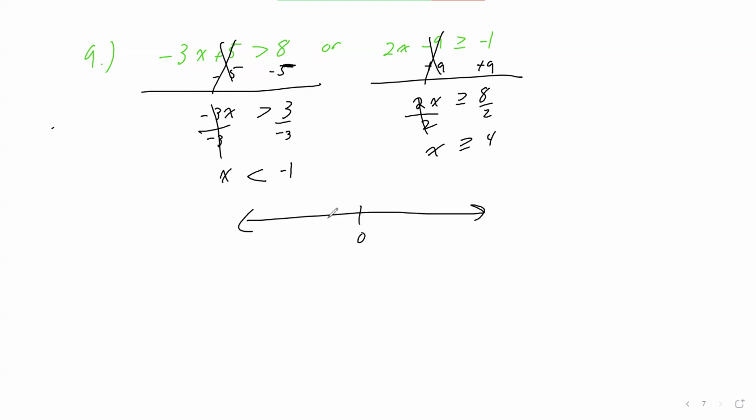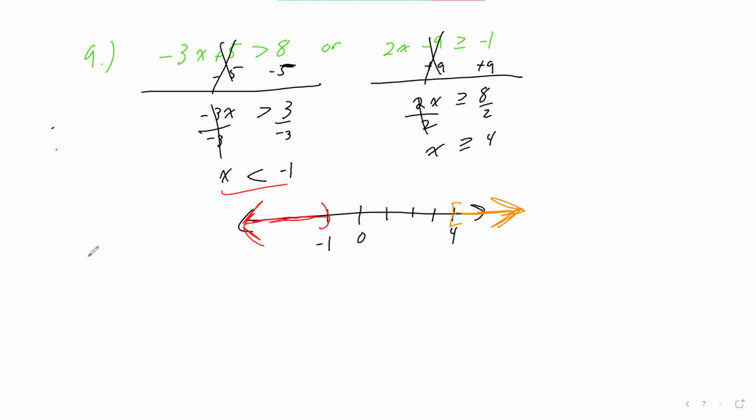So here's my 0. Here's -1. So when I graph this one here, it's a parentheses, and it's shaded to the left. And then I go 1, 2, 3, 4 right here. And this would be a bracket, and I would shade to the right. And so you basically put them both on the same graph.